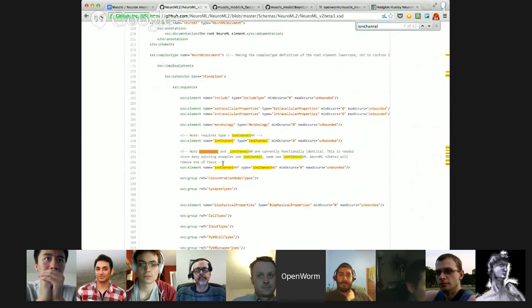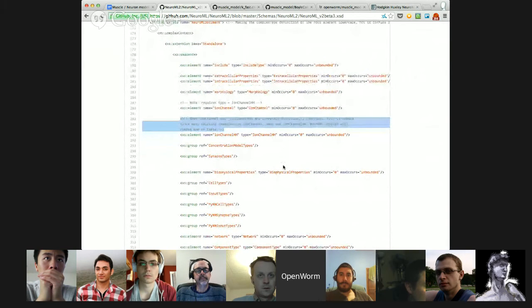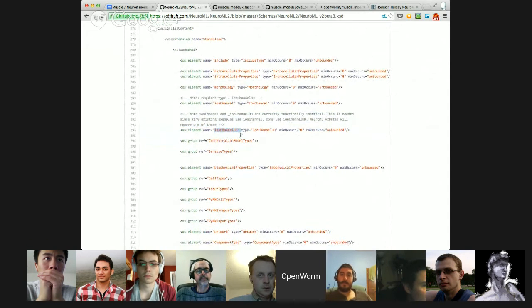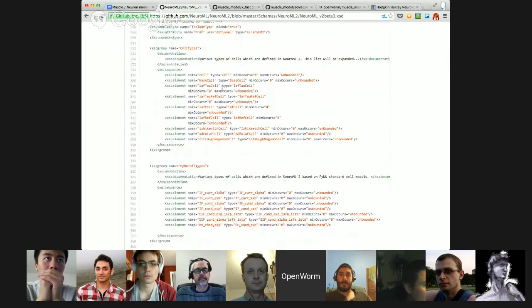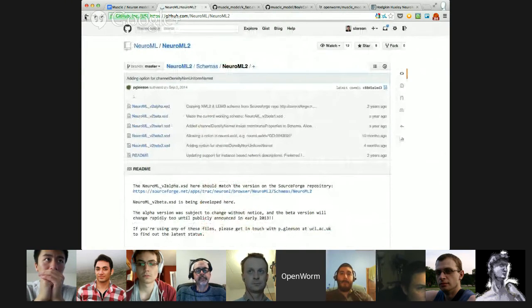So yeah, ion channel. It turns out ion channel and ion channel HH are currently functionally identical. This is needed since many existing samples use ion channel, some use ion channel HH, and in the next version they're planning to remove some of these. So you can get these kinds of definitions under here. But anyway, hopefully you don't have to read XML schema too much to do this.